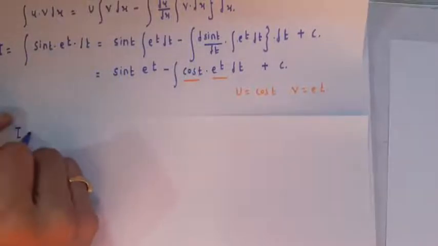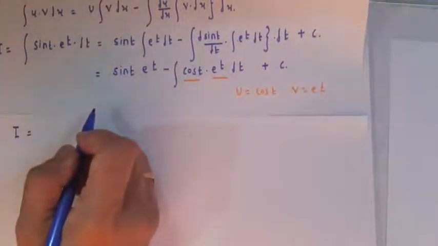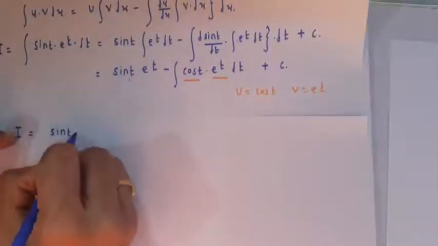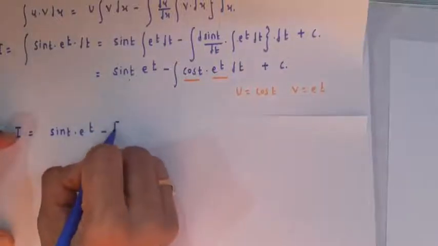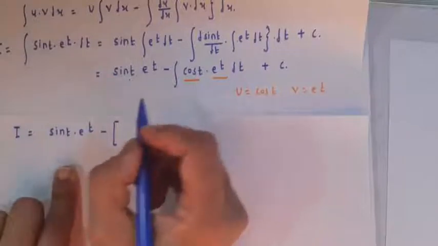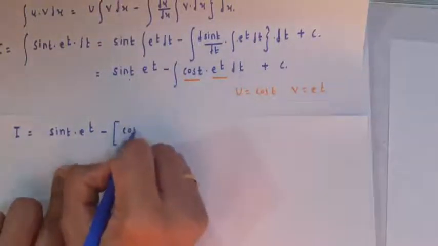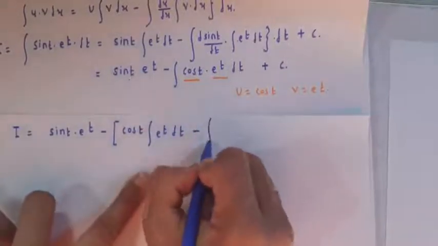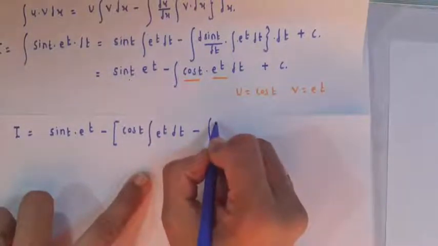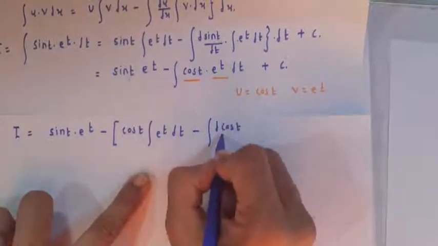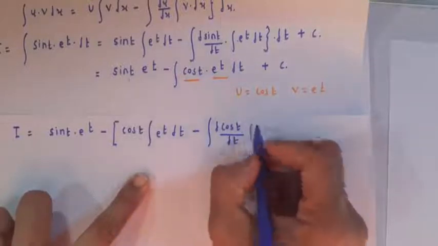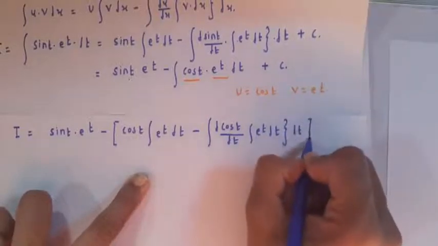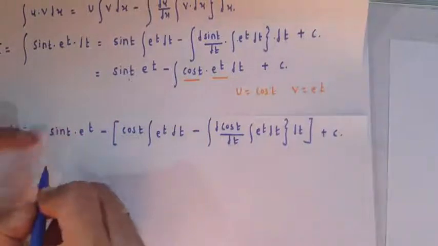Okay, and now this is equal to integration I equal to sine of t as it is, sine of t into e raised to t minus, consider in one bracket, that is u as cos of t, integration of e raised to t with respect to t minus differentiation of u function, that is differentiation of cos of t with respect to t into integration of e raised to t with respect to t, and whole integration with respect to t plus constant of integration c.